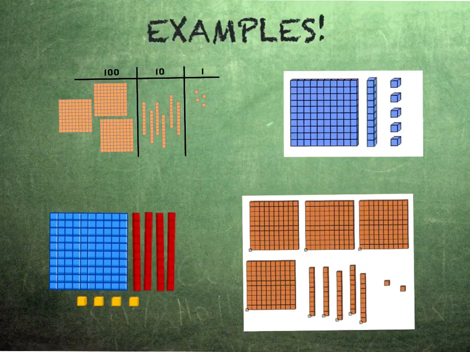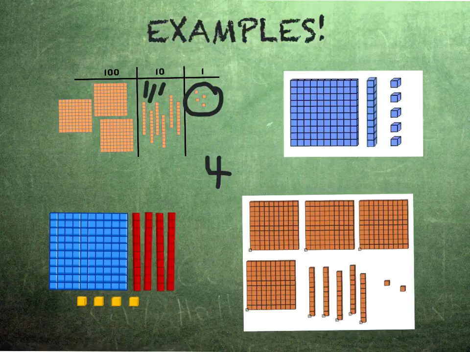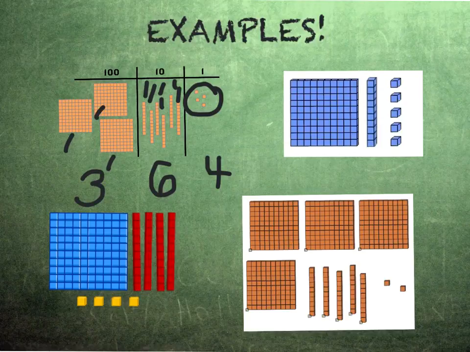And now we're just going to run through a few examples together. So example 1, we have 4 units. So we know our number is 4 in the ones. We then have 1, 2, 3, 4, 5, 6 longs. So we have 6 groups of 10 or 60 in the tens place. And then we have 1, 2, 3 flats. So 3 flats or 3 groups of 100 equals 364.